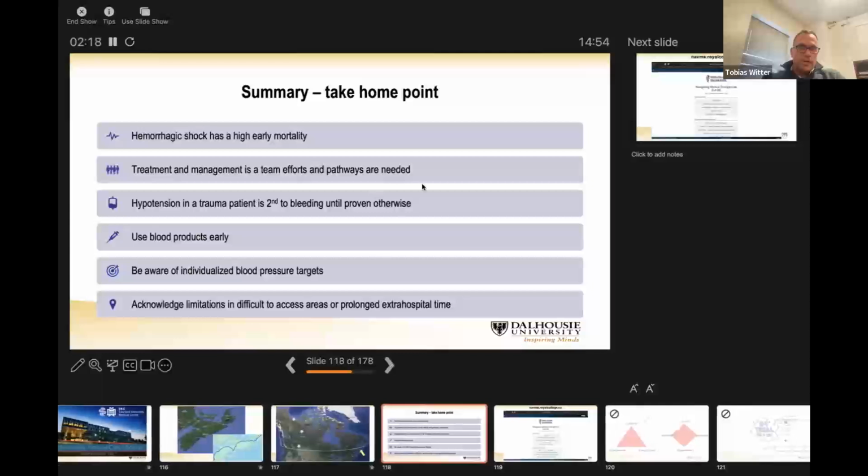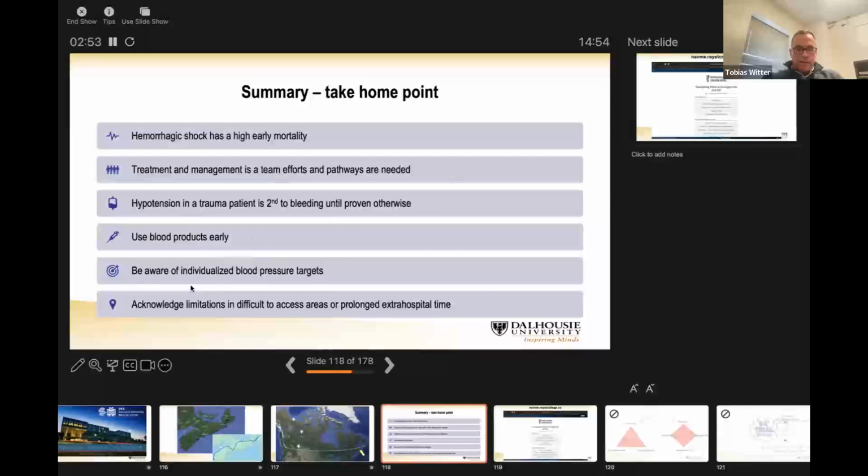In summary, hemorrhagic shock has an early high mortality, so that's why we need to address it early and aggressively. Treatment and management is a team effort. You cannot do that by yourself. Hypotension in a trauma patient is secondary to bleeding until proven otherwise. In that patient population, we should use blood products early to make up for the losses, but also replenish our clotting potential.